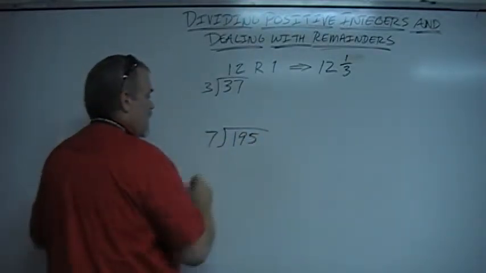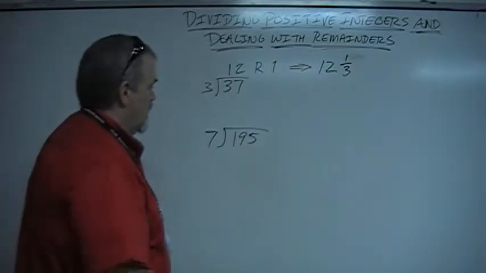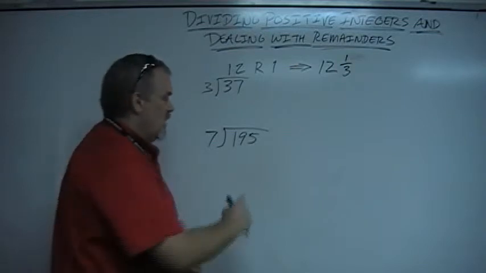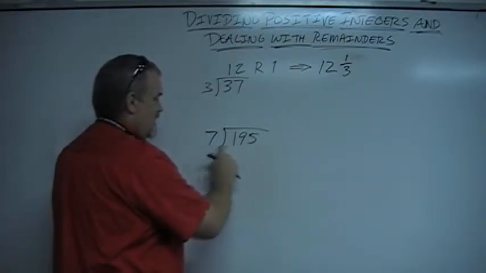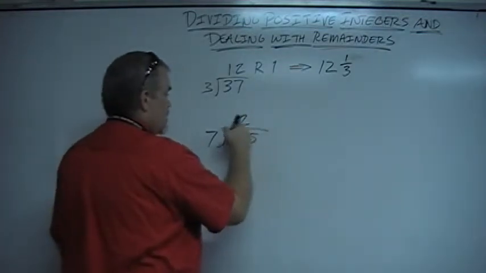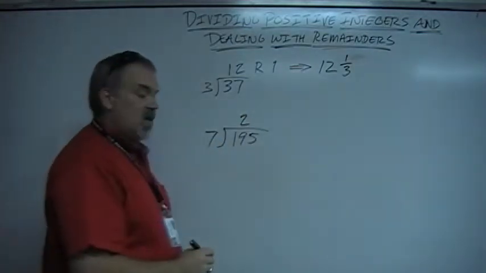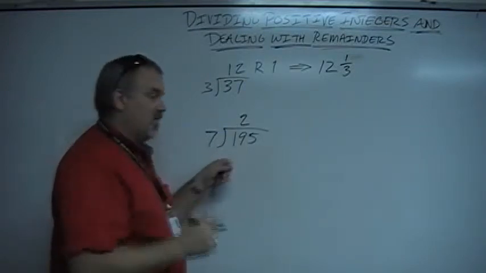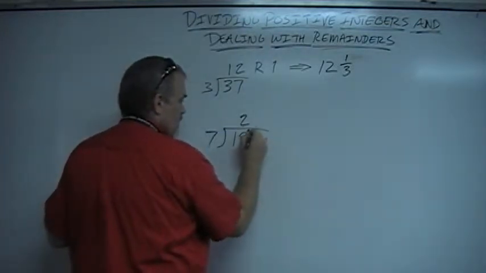And 7, that's our divisor. And we do the same thing. 7 goes into 1. How many times? It doesn't go. So we go to the next number. 19 divided by 7. That goes twice. We put our 2 there. 2 times 7 is 14. I take 14 away from 19, and what do I have left? I have 5 left. So I write that 5 right there.